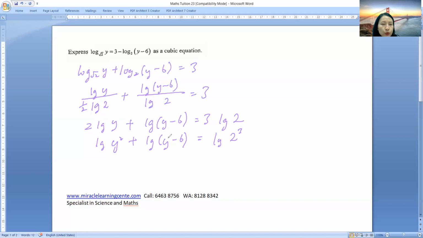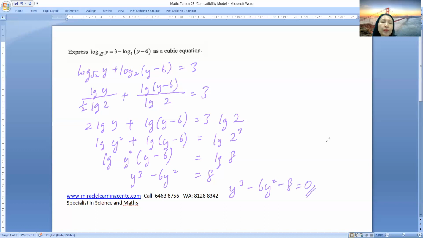So let's combine these two together. So we get y squared, y minus 6 is equals to log 8. Combine these two together, and hence therefore this one y cubed minus 6y squared is equals to 8. So the equation is actually y cubed minus 6y squared minus 8 is equals to 0. That's how we get the cubic equation.